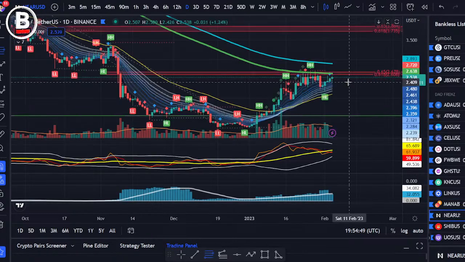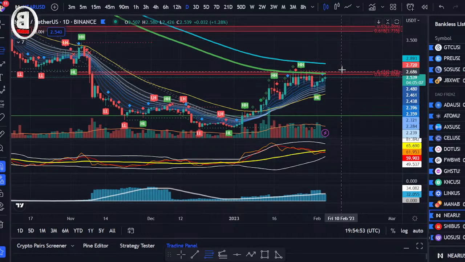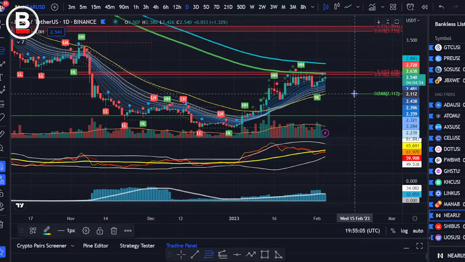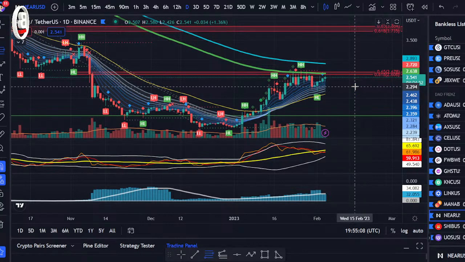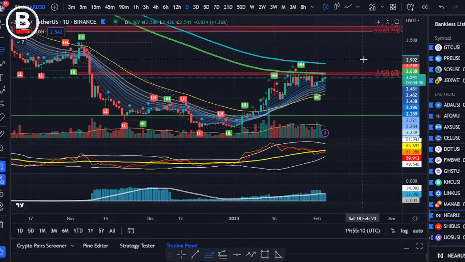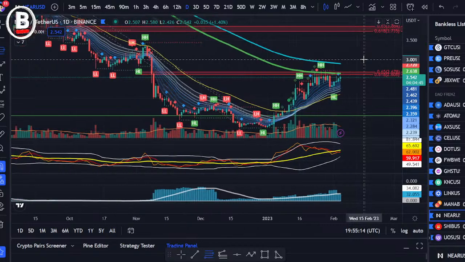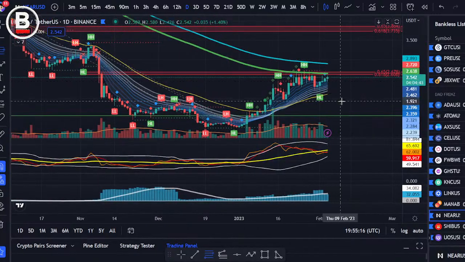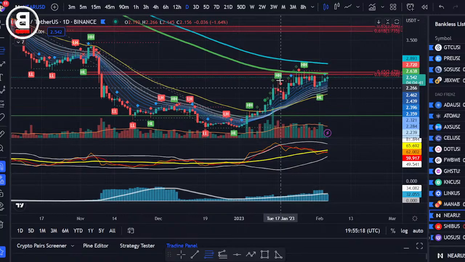Looking at NEAR USDC, same pattern, pushing up into resistance. This actually still needs to get into the Vegas wave and find support before we can look at higher targets into the upper $3 range. Not a bad time to start getting some NEAR on these pullbacks.